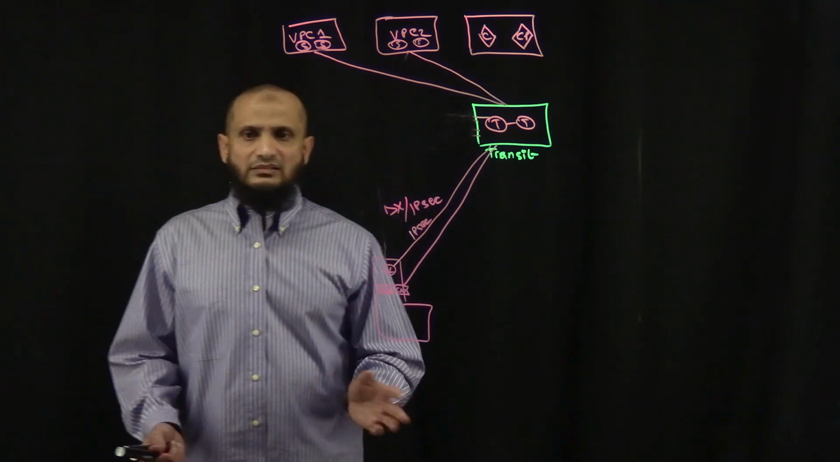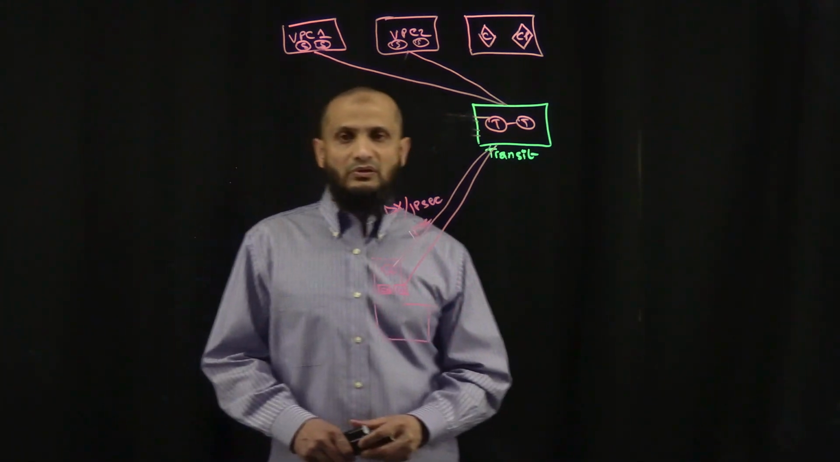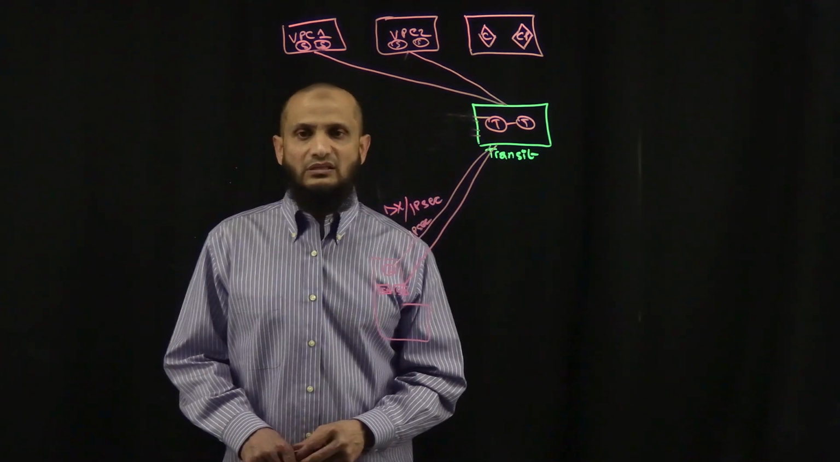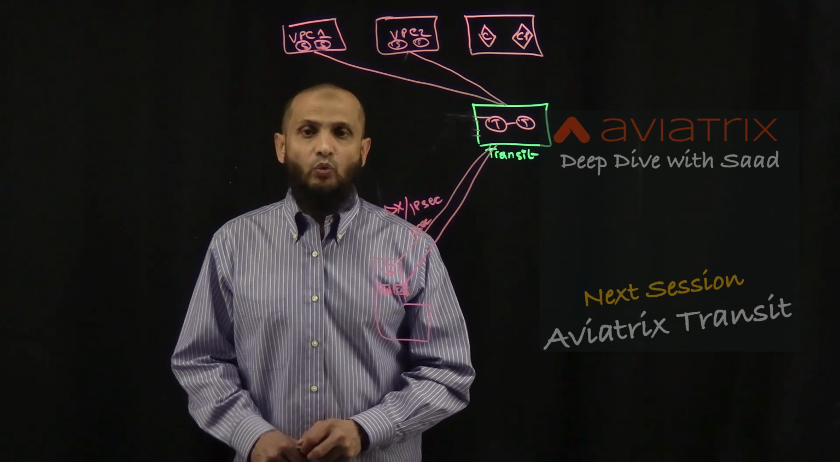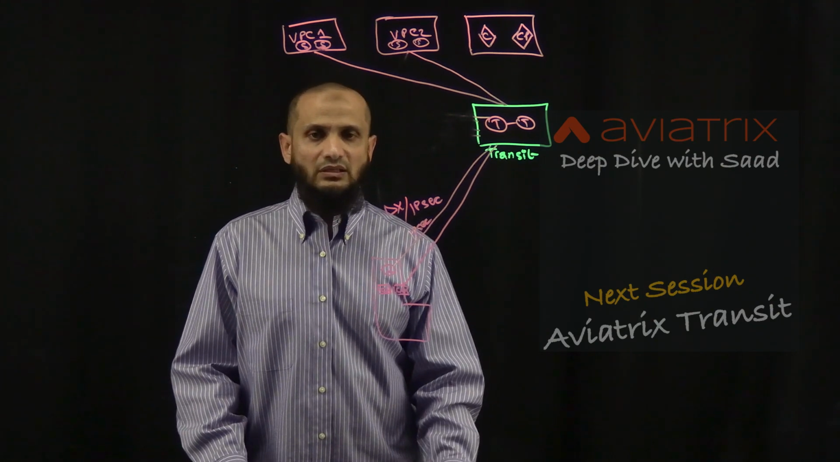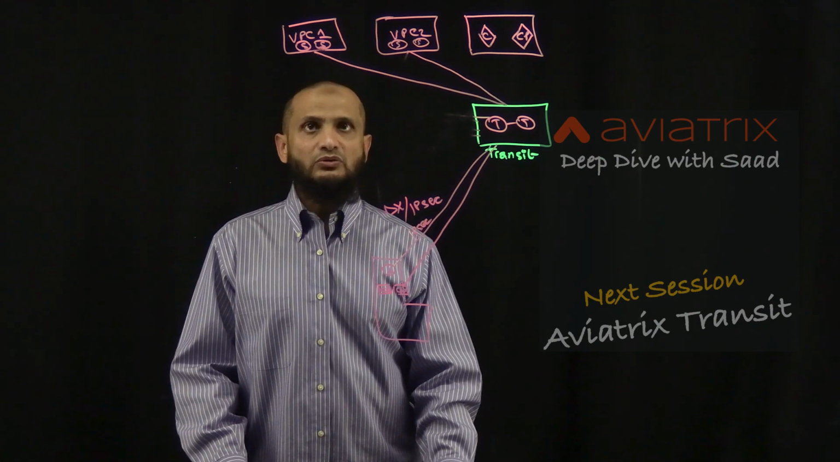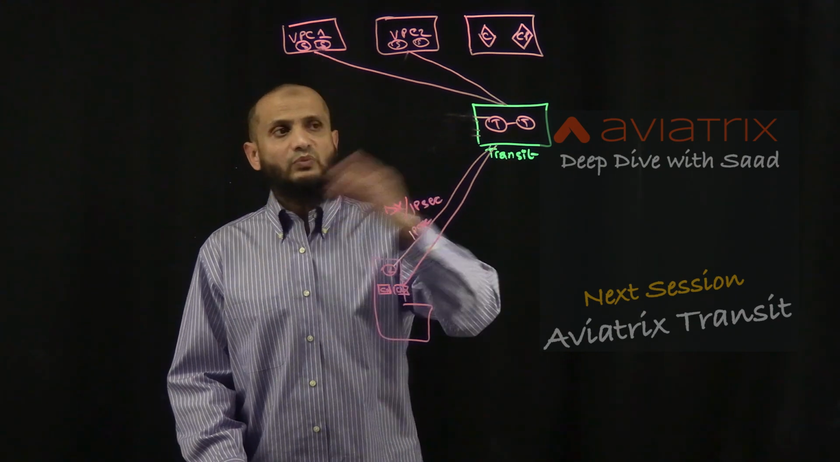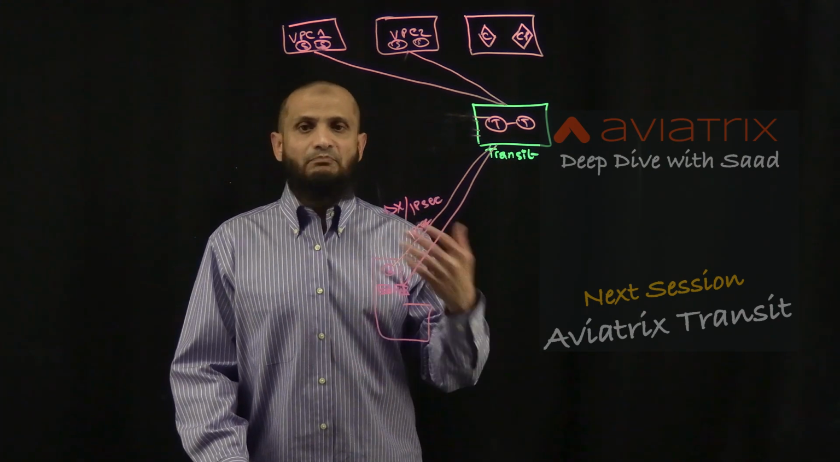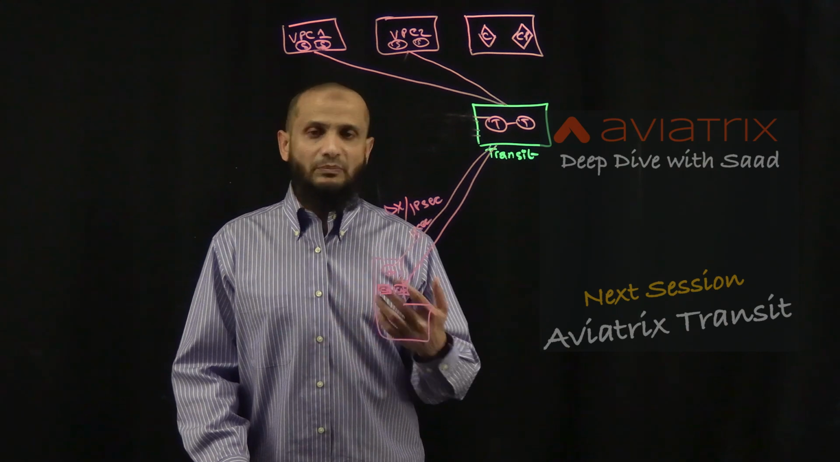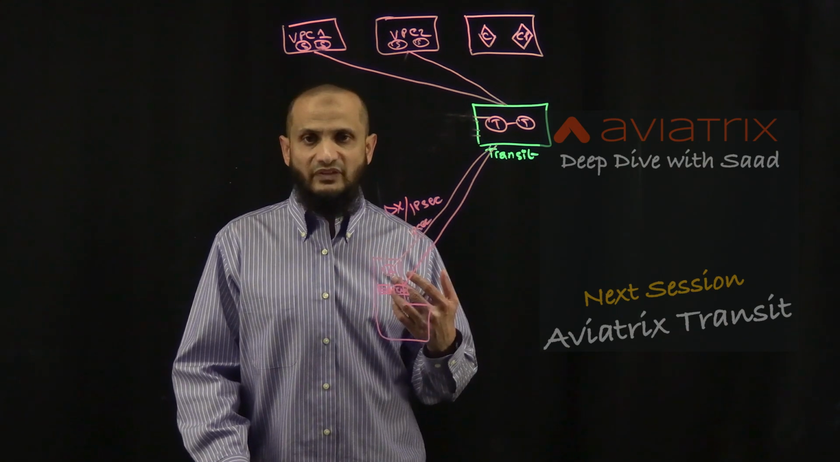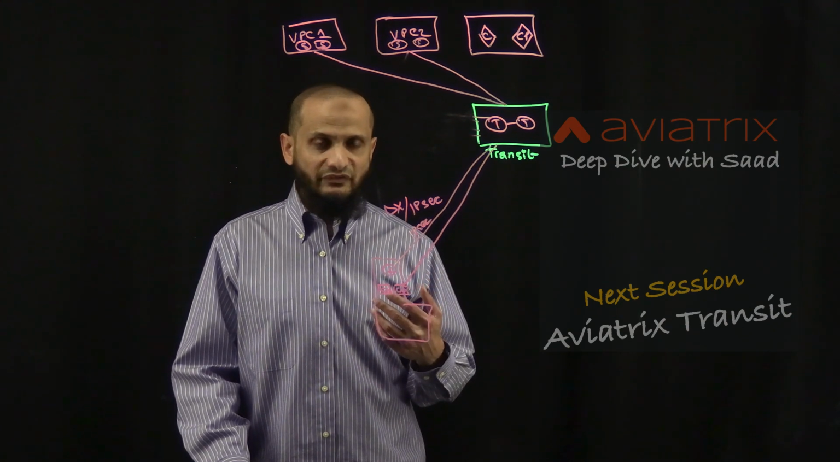So this is what I have for this particular session. In the next session, I'll be discussing the Aviatrix transit, why we need the transit, what the transit is, and when you connect the spoke gateways to the transit gateways, what impact it has on the subnets, the routing tables, and all those kinds of things, and we'll go into the details of those things.